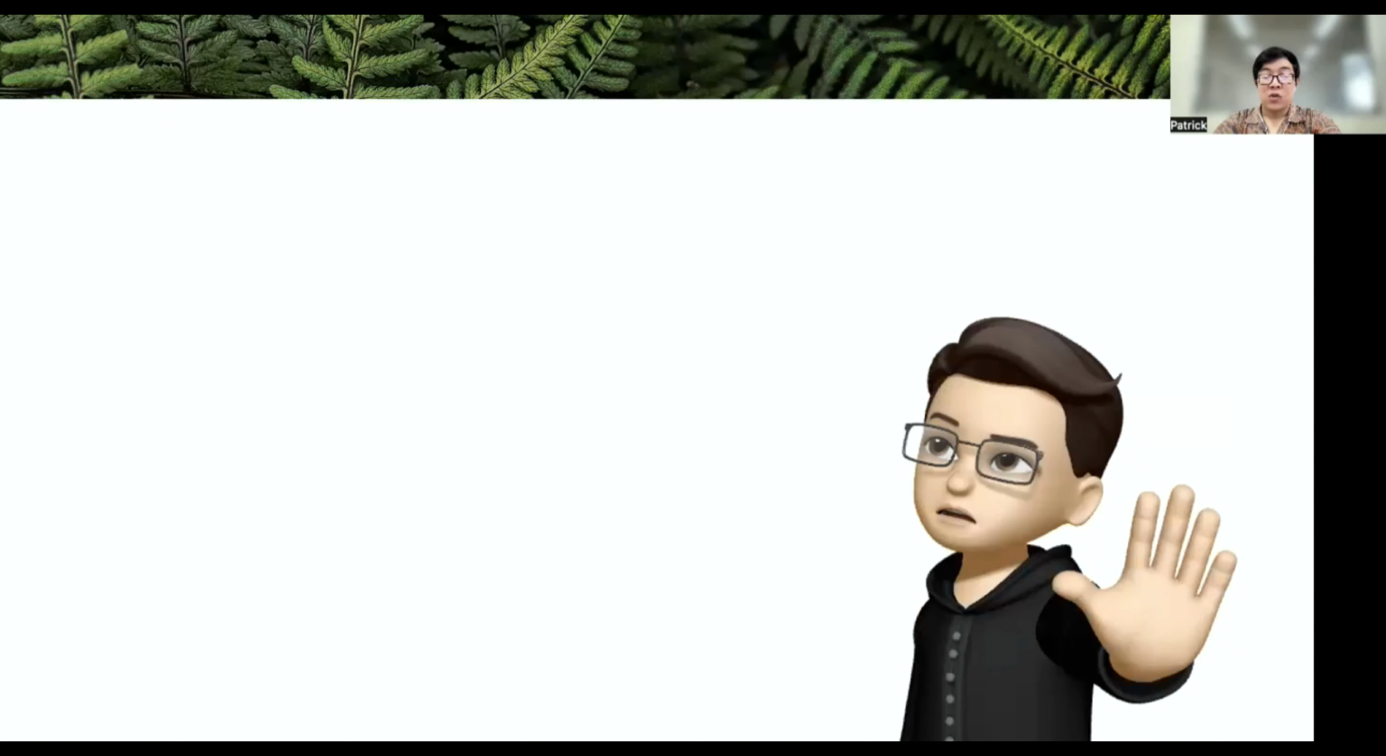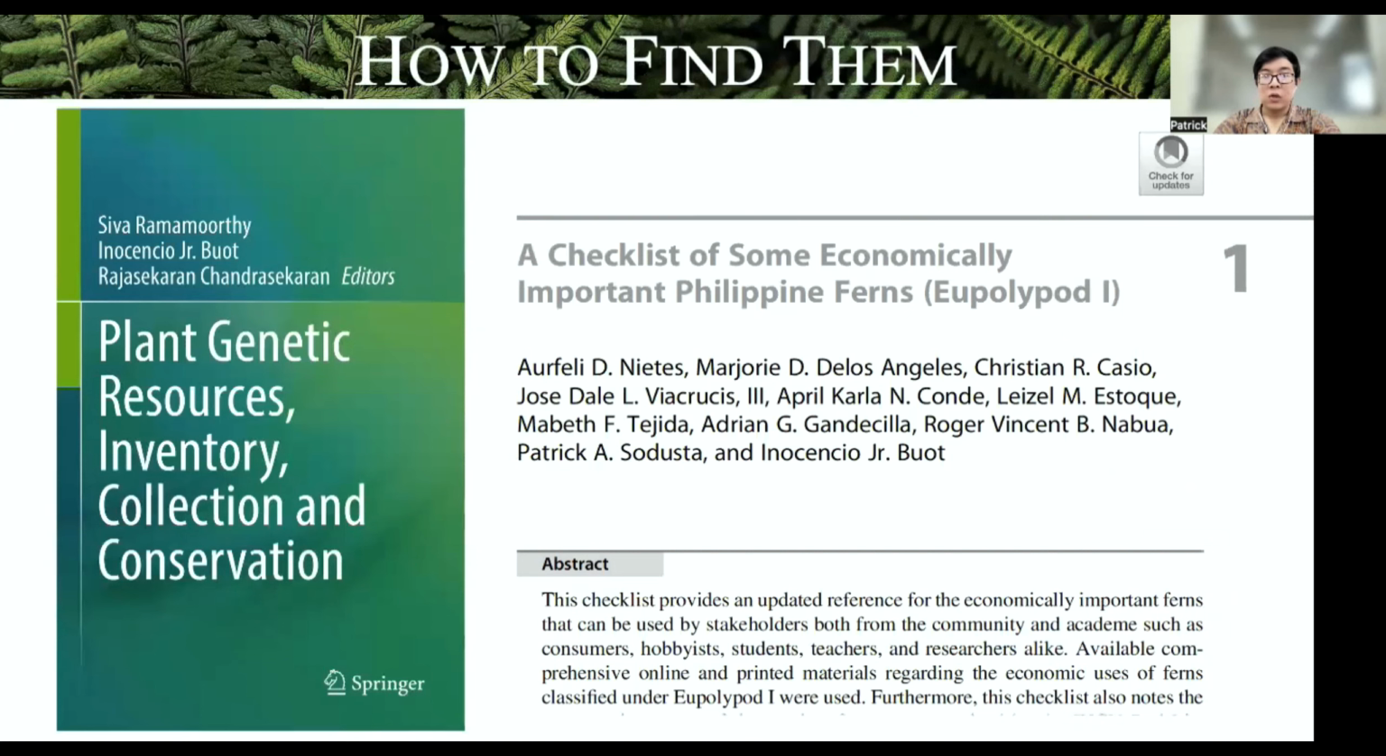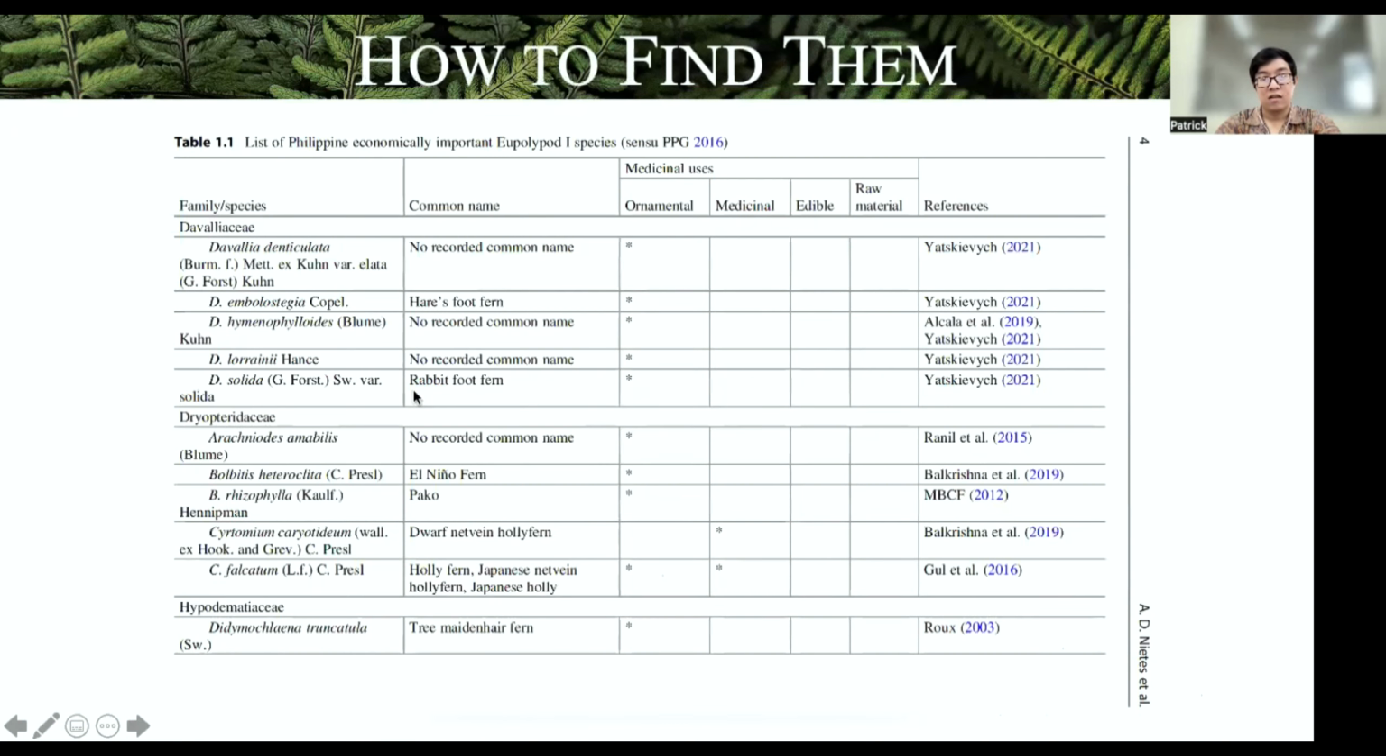I'm going to stop enumerating fantastic ferns at this point because of their sheer number. We might take forever to finish. So instead, I'm going to teach you how and where to find the rest of them. In looking for fantastic ferns, you must have a goal in mind. Assuming you are looking for some economically important ferns, Philippine ferns, but you are not sure whether the fern species is present in your locality or not.